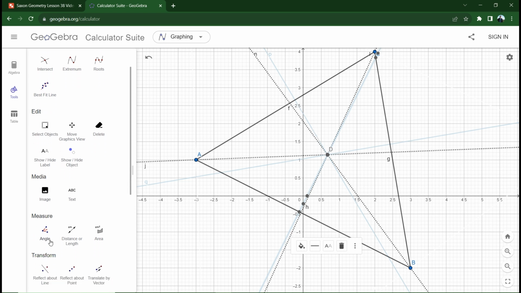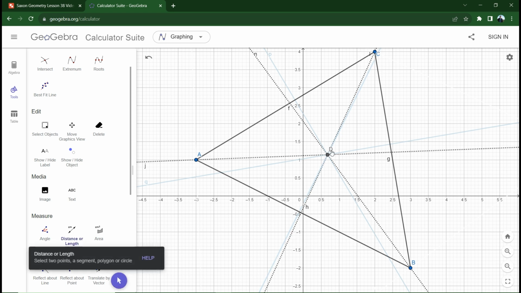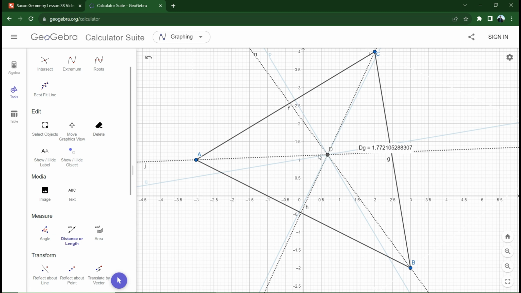The other thing that we can do in GeoGebra is I can measure things. So I'm going to measure the distance or length from D. Oh, I maybe need to put a point here. Let's see. Nope. From D to here and from D to here. There we go. Okay, so notice all of these distances are exactly the same.